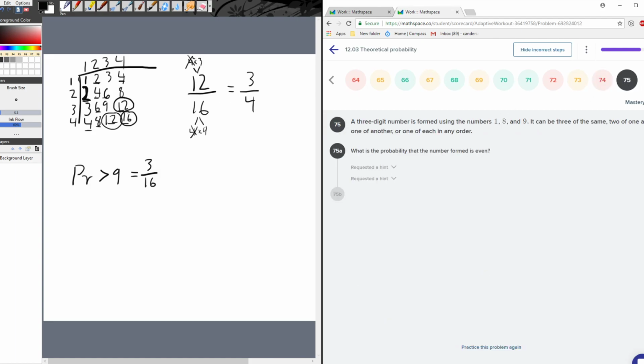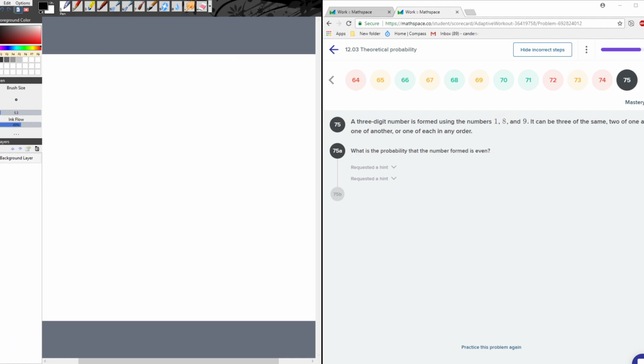Now, in this problem here, we have 3 things, so we can't use a two-way table. We're going to have to use a tree diagram. So, in a tree diagram, we have each of our outcomes. So you can either pick a 1, an 8, or a 9. Now, this happens 3 times because we're making a 3-digit number. So then you have 3 more numbers come out of it.